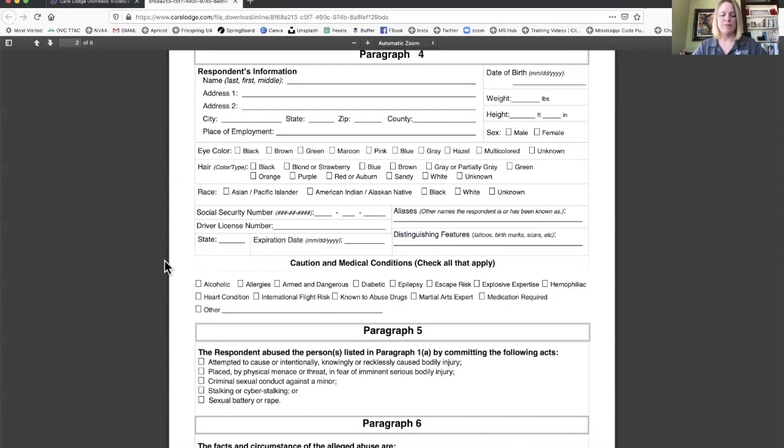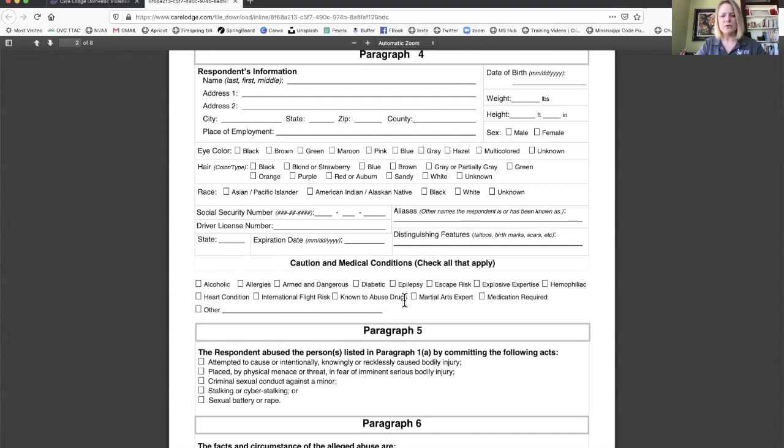Caution and conditions: you can mark anything here that has to do with the health and history of the abuser. Are they known to abuse alcohol? Do they have allergies or a heart condition? Are they armed and dangerous? This one can be tricky because I think a lot of us may think that it relates to a robber with a gun. But if someone has access to weapons, especially firearms, and they are angry or upset at you, this could be considered armed and dangerous.